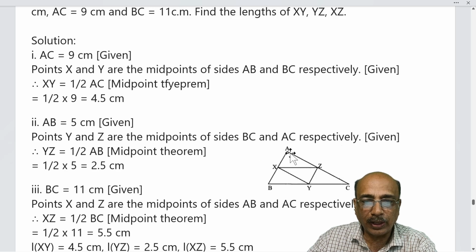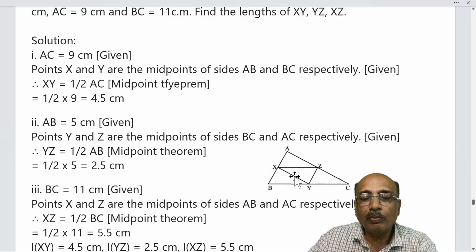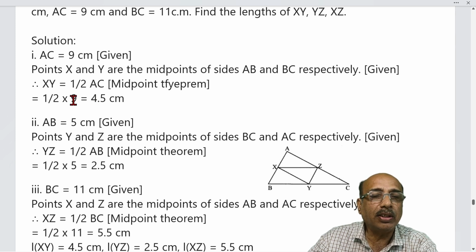Solution. As you see in triangle ABC, X, Y, Z are the midpoints of AB, BC and AC respectively. In triangle ABC, X and Y are the midpoints of sides AB and BC. Therefore, XY is parallel to AC and half of AC. But AC is given as 9, therefore XY equals 4.5.